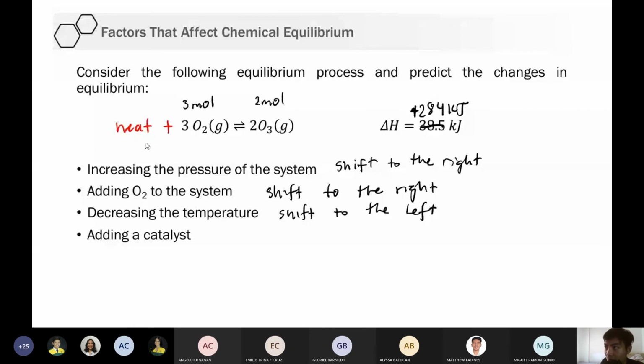Lastly, adding a catalyst. Sana ito na lang yung nasa quiz, no? Sagot dyan, no effect. So, walang effect yan. Because, again, they speed up the reaction, but they do not change the equilibrium system. Ayun lang. Okay, so that will be the last one.